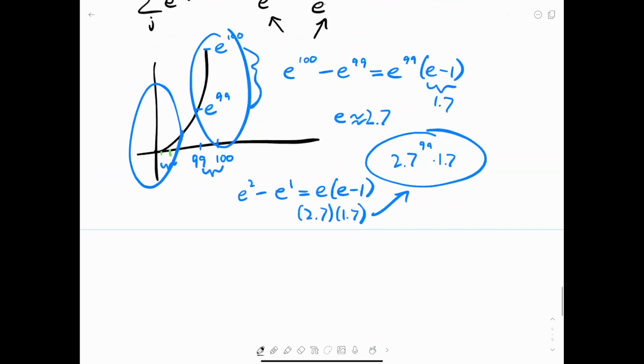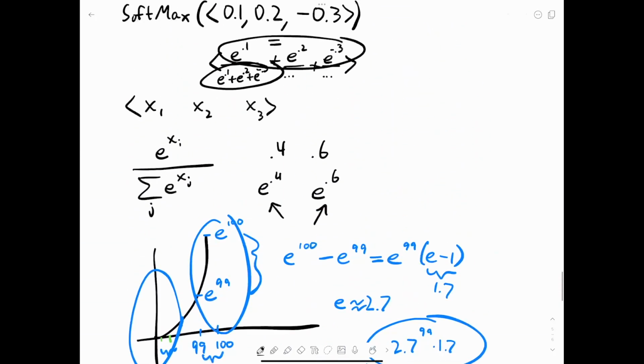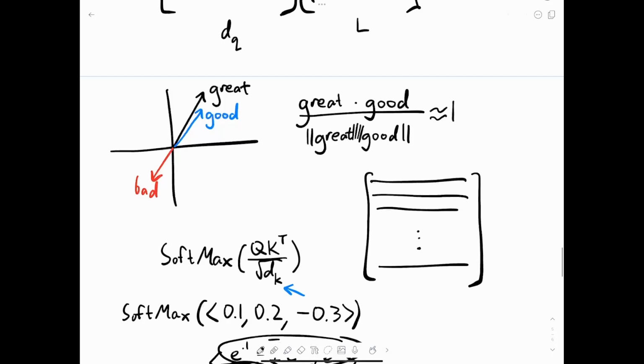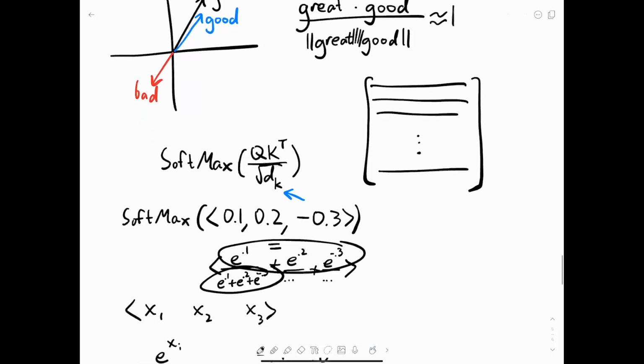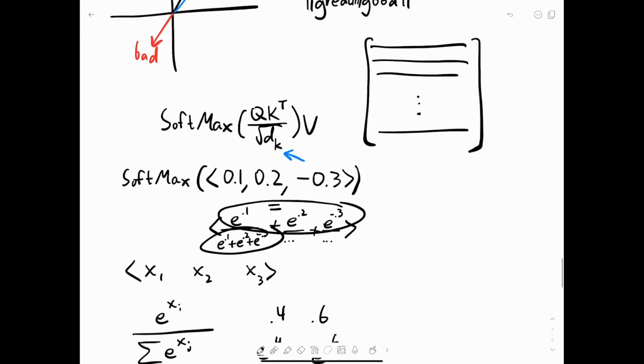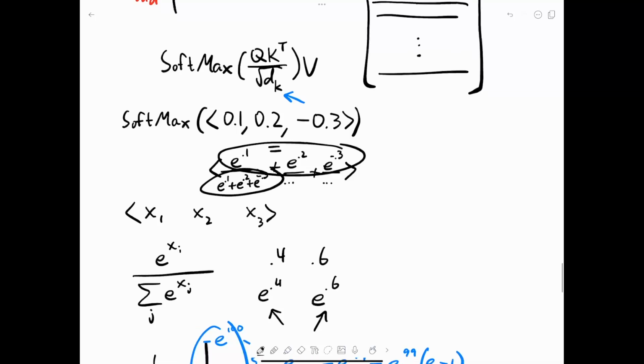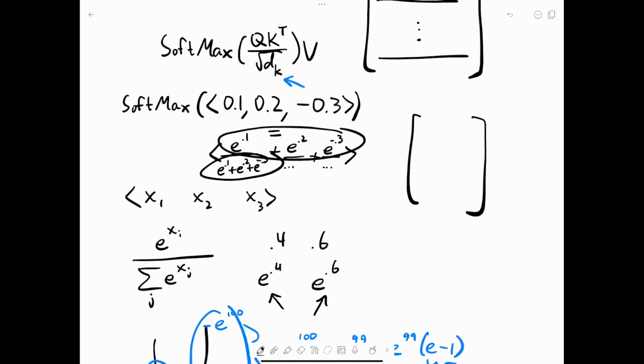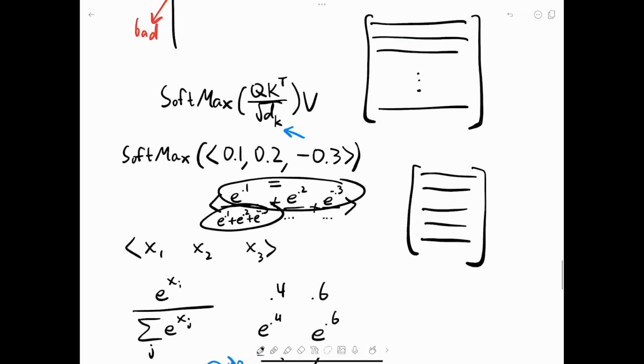Okay, great. So that's the softmax of all of this. And we're finally going to multiply it by a values matrix, which is just like our queries and keys matrix. So every row of the values matrix will be a value vector extracted from the input. Okay, and this is the attention operation. So attention of x is going to be this.